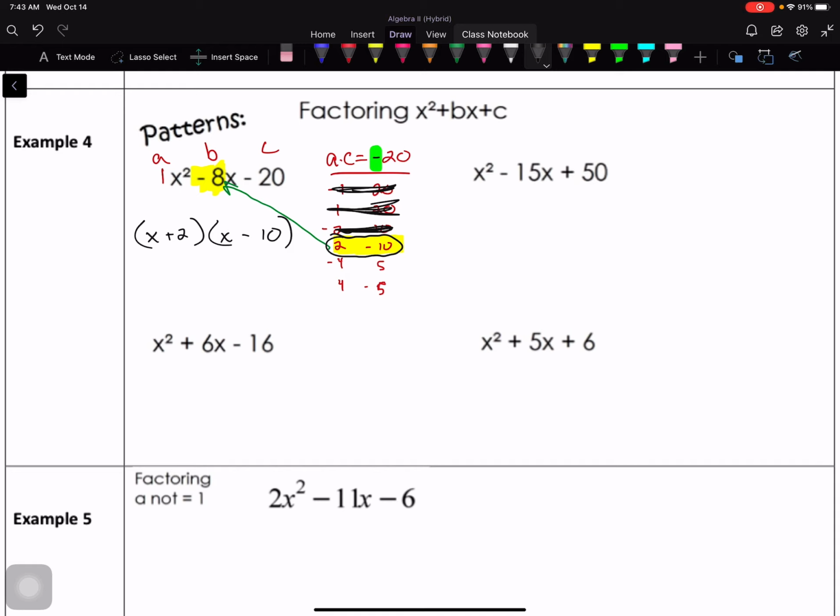Okay, again, similar example. We'll set it up, and we'll go ahead and take a times c. A times c is 50.